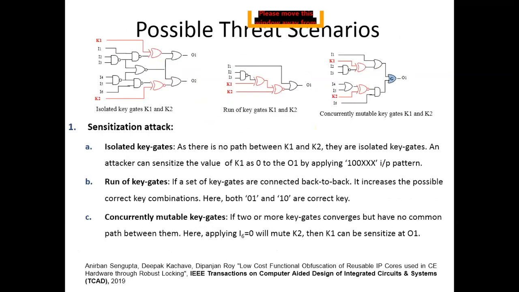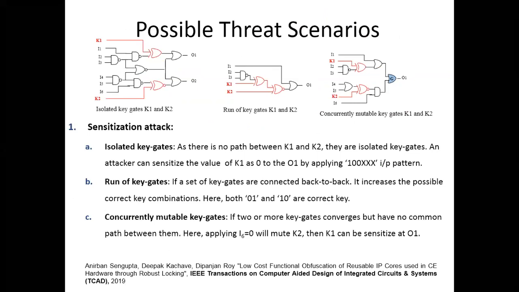As I said, in the key sensitization process, once you have the locked netlist, you can apply a key sensitization attack on it to get hold of the deciphered netlist. This attack can work in one of the following ways. Either you exploit the isolated key gate problem in a structure, or you have a run of key gates. In an isolated key gate, there is no path between K1 and K2, as you can see, and thus they are called isolated key gates.